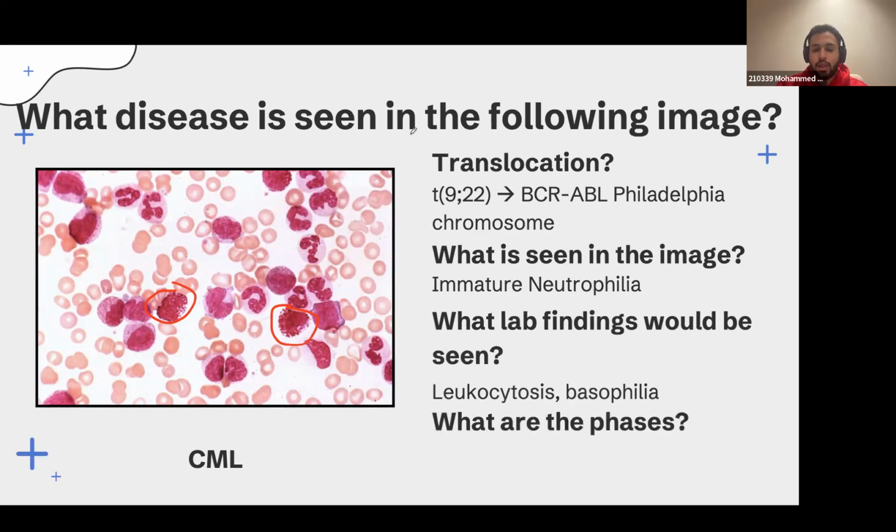Okay. Now, can you guys tell me what are the phases of CML? There's three phases. So tell me all three. Chronic, accelerated, and blast. How do we differentiate the three phases? Blast cell percentage. Good. Now, let's just say someone has CML and is starting to be treated with imatinib. How do we know that the patient is responding to imatinib and is recovering?